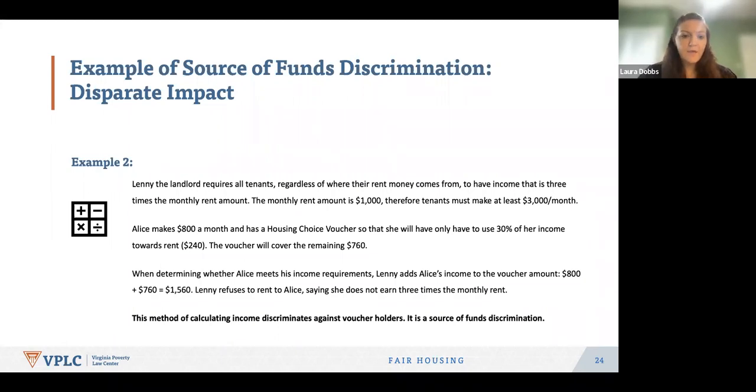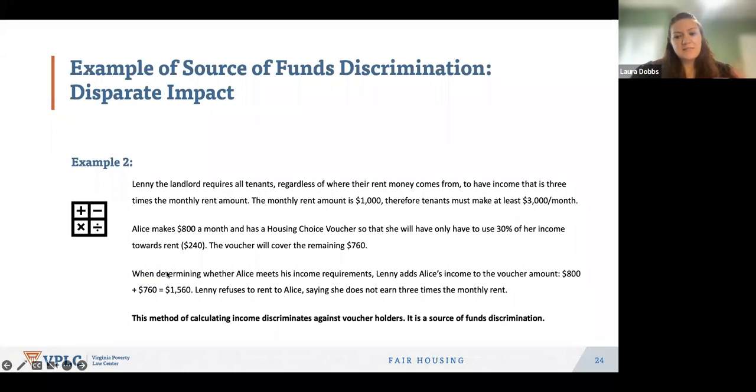However, when Lenny is determining whether Alice meets those income requirements, he adds Alice's income, the $800, to the voucher amount, which is $760, to say that she has an income of $1,560. And because Alice doesn't earn 3 times the rent, he refuses to rent to her. This particular method of calculating income discriminates against voucher holders and would be a source of funds discrimination. Landlords should not be counting the voucher as income because it's not. That voucher is going directly to the landlord to pay for the rent.